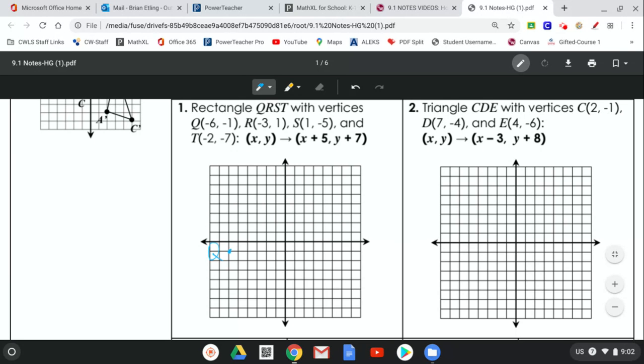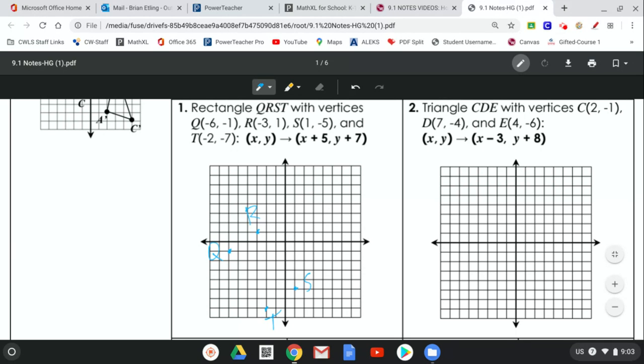So R is at -3, 1. That is R right there. And then S is at 1, -5. That's S down there. And then T is at -2, -7. Oh, I'm sorry, S is at +1, -5. That's what I messed up on. So here we go, S is at +1. There we go. So we got S and we have T.